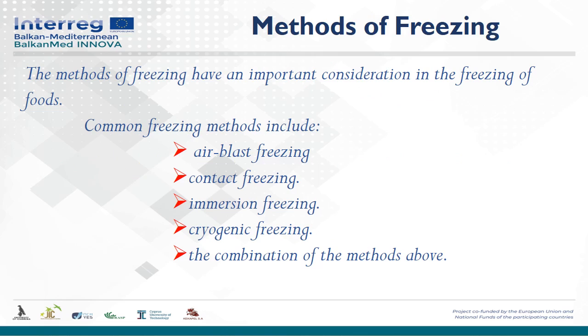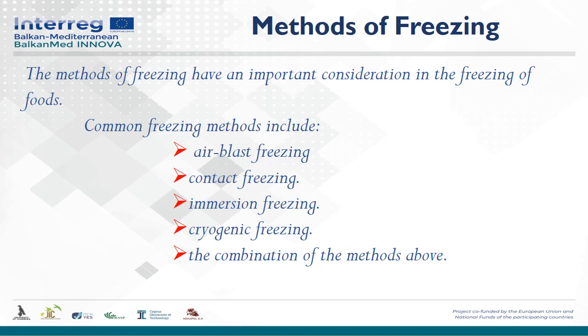For freezing fruits and vegetables, many methods of freezing are used. The most important freezing methods include air blast freezing, contact freezing, immersion freezing, cryogenic freezing, and combinations of the methods above. Let's see each of these methods.